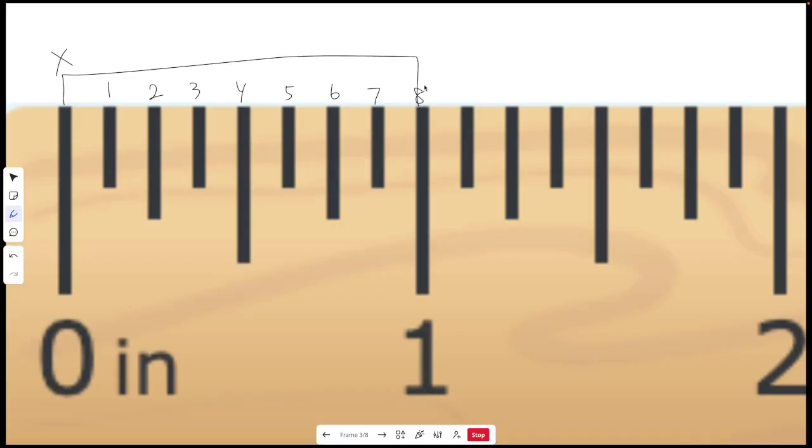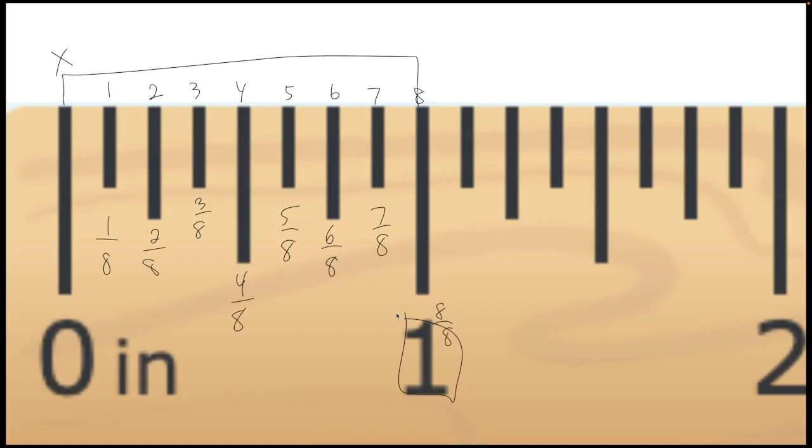So this is split into 8 markings, which means that this right here is 1 out of the 8 markings. This is 2 out of the 8 markings, 3 out of the 8 markings, 4 out of the 8 markings, 5 out of 8, 6 out of 8, 7 out of 8, and then you could say this is 8 out of 8, but it's just the 1 mark.